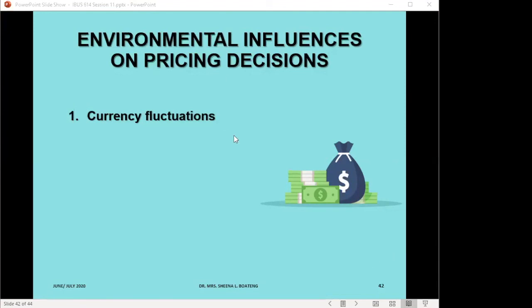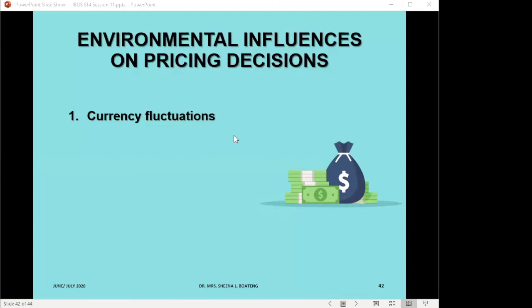Okay. So like I was saying, the number one environmental influence that can influence pricing decisions is currency fluctuations. If you are selling in a country like the United States and you are exporting from Ghana to the United States, definitely the cost implications will change once your currency fluctuates. Because we know that for a long time, the Ghana cedi has been struggling against the dollar.